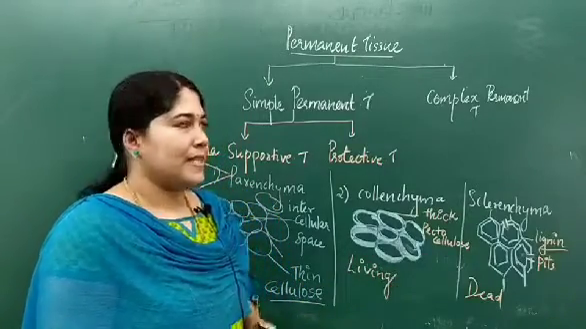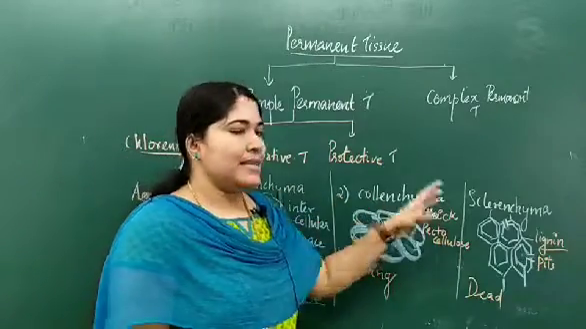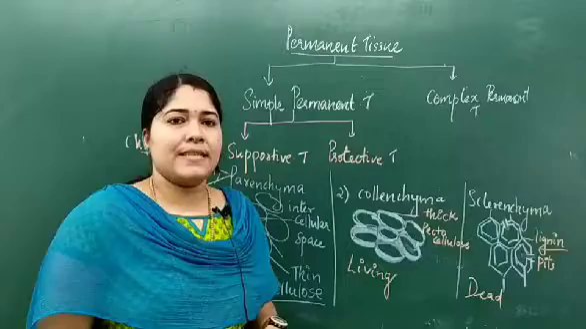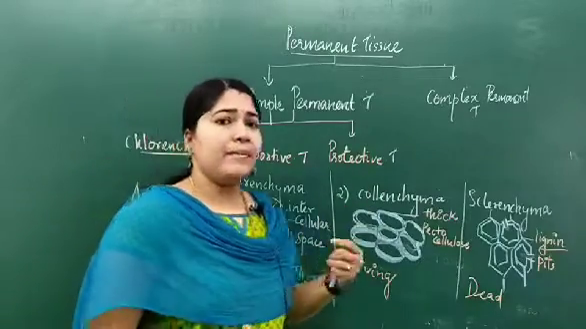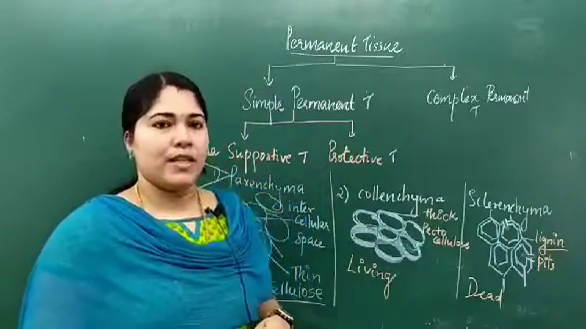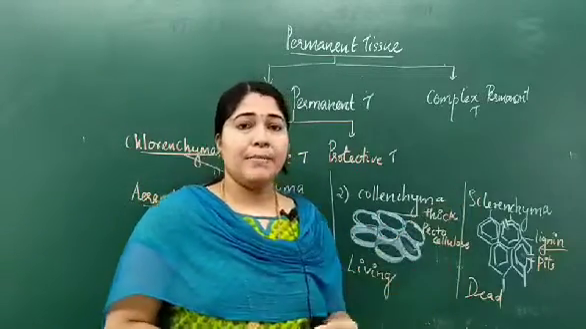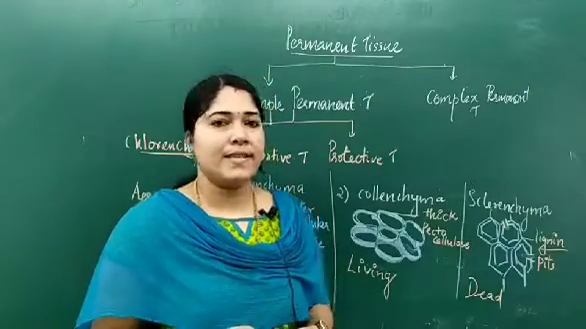Clear, students? This is about parenchyma cells, collenchyma cells and sclerenchyma cells. Parenchyma cells you can see throughout the plant. Collenchyma you can mainly see in the leaf region. And sclerenchyma you can mainly see in the bark regions and in the husk regions.